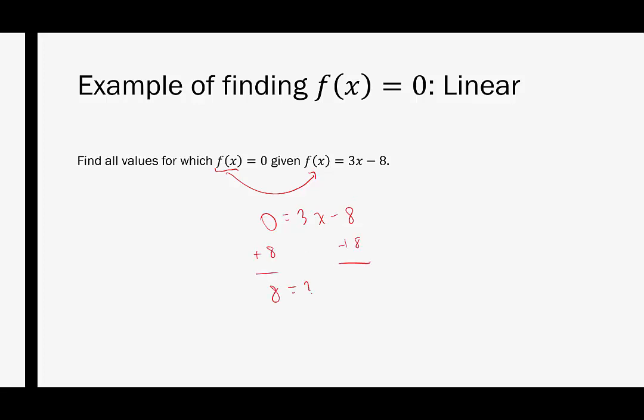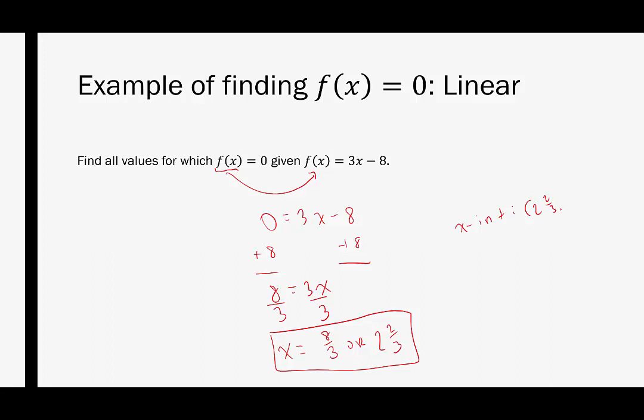We get 8 is equal to 3 times x. To get x by itself, we'll divide both sides by 3. And I'll use the commutative property just to switch it around to say x is equal to 8/3. You can leave it as 8/3, or you can write it as 2 2/3. I wouldn't put it in decimal form because it is a repeating decimal. So we'll just say x is equal to 2 2/3. So this means that there's an x-intercept located at 2 2/3, comma 0.